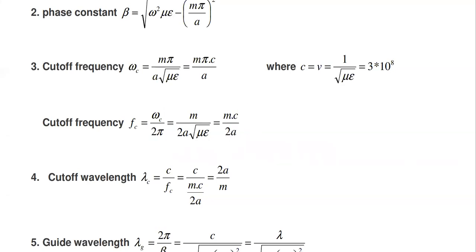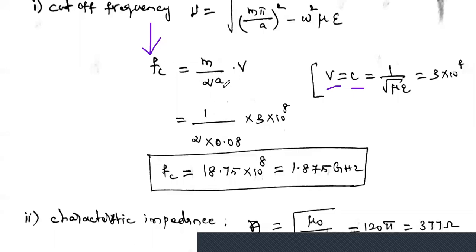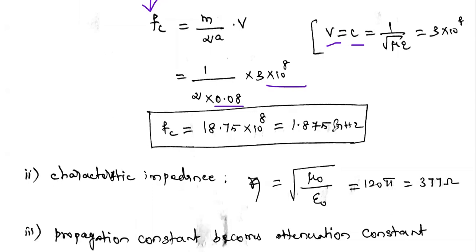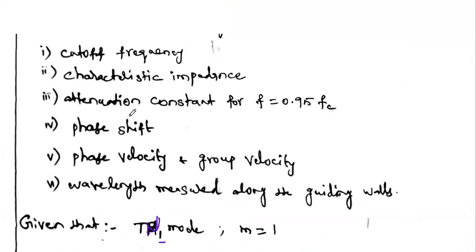The C is nothing but V. M here is 1. What is A? A is 0.08. And what is V? 3 into 10 to the power 8. You just substitute and find the answer. It is 1.875 gigahertz. This is the cutoff frequency. So the first question, cutoff frequency, is calculated.